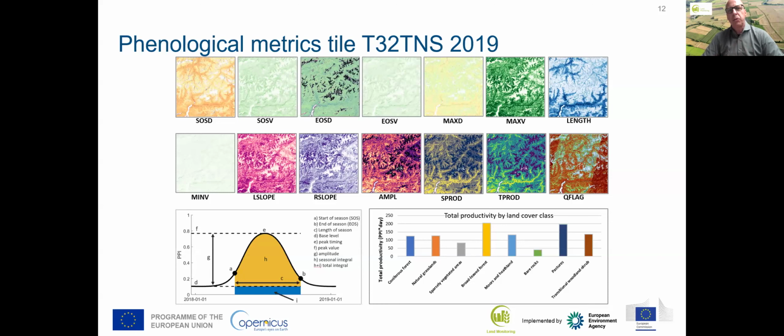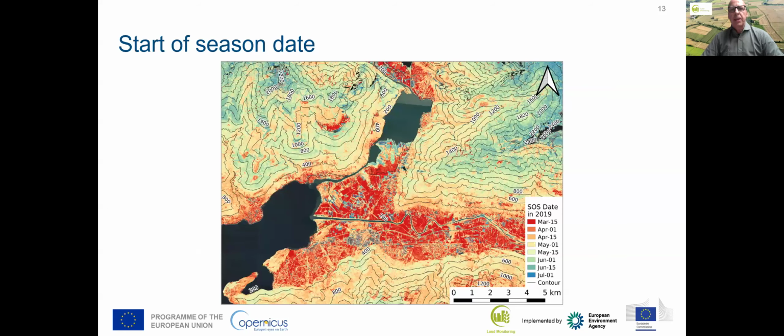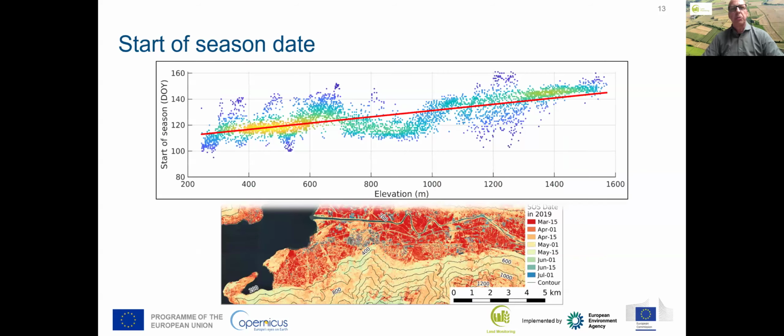And then you have the amplitude, the seasonal, and the total production. The seasonal production is the production between the start and end of season. The total production is across the full cycle. And then there is a 14th layer, which is a quality flag, which provides some additional information on the quality of the product. For the start of season, you can also clearly see, at least in the altitude, the influence. Here in the graph, you can see that with elevation, the start of season is going later and later into the year.